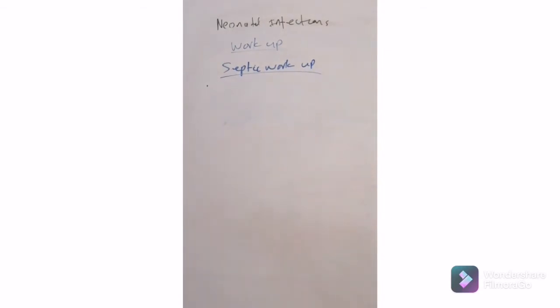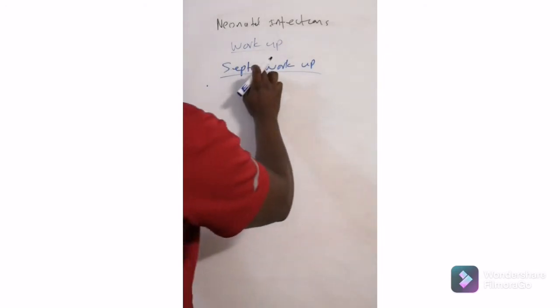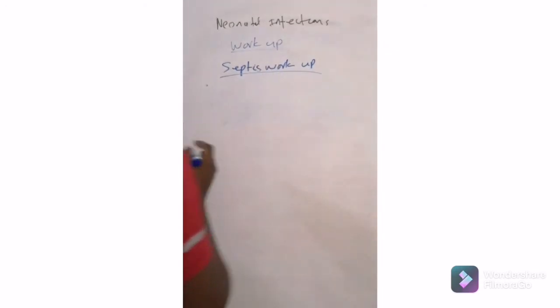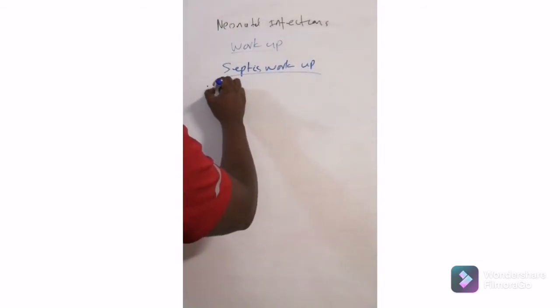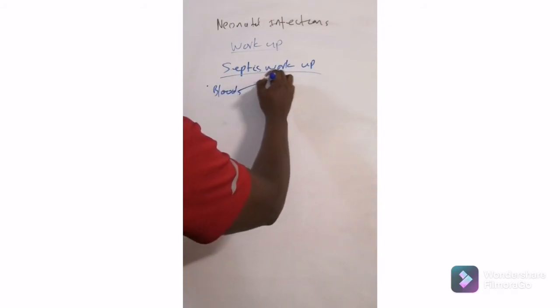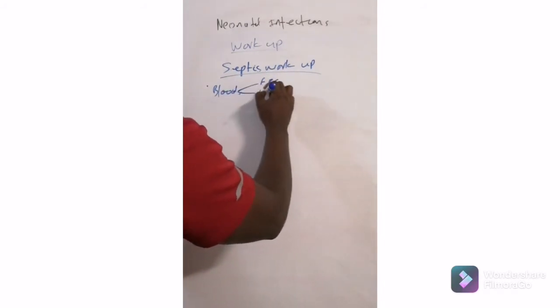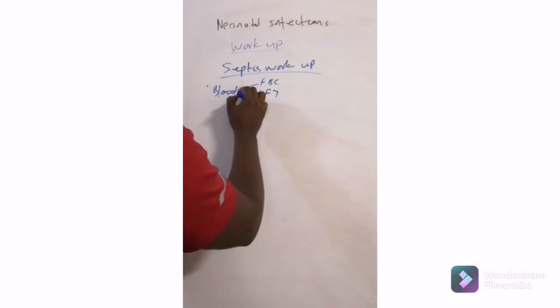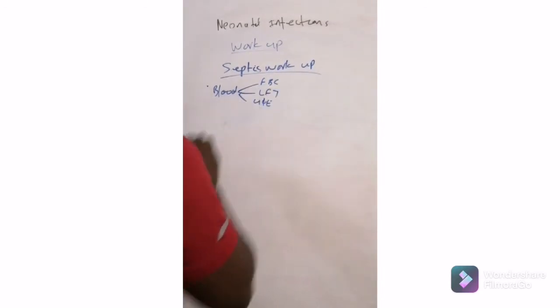Sometimes they will tell you what septic workup is. Sometimes they won't tell you. They'll just say, do a septic workup. But always, if you're not sure, you can just ask. But yeah. So a septic workup, you do your bloods. So you're gonna do FBC there, LFTs, you're gonna do UNEs.